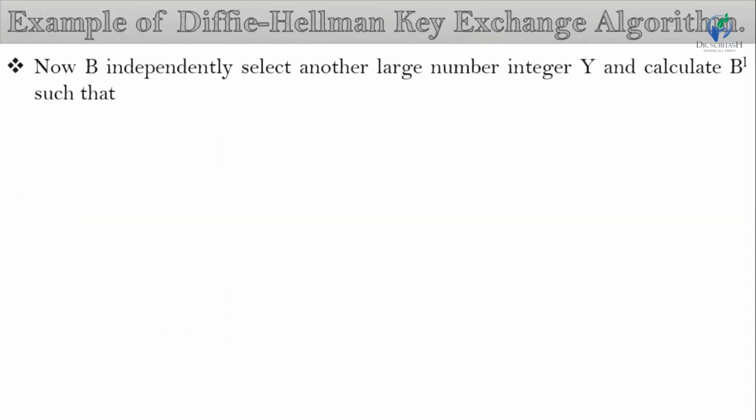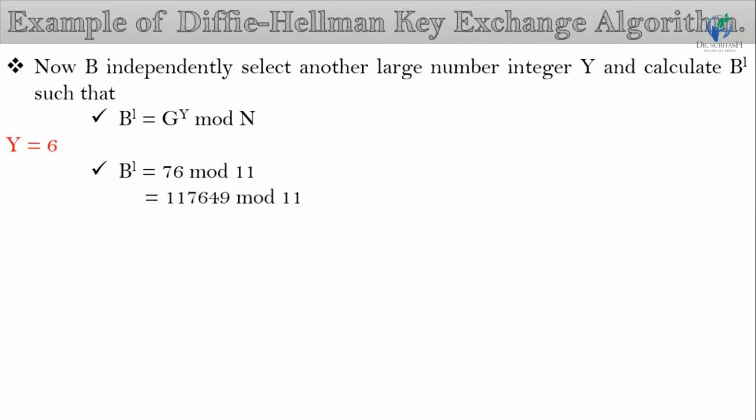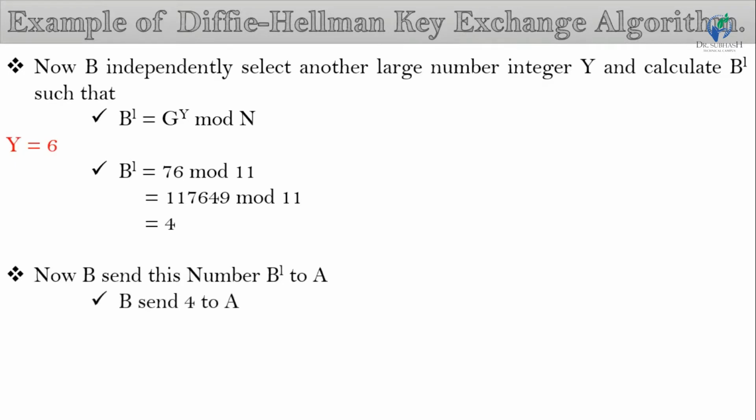Now B independently selects another large integer y and calculates B dash such that B dash is equal to g raised to y mod n. We select y equal to 6 and put that value in this equation. So B dash is equal to 7 raised to 6 mod 11. That is 117649 mod 11, so the B dash value is 4. Now B sends this number B dash to A, so B sends the integer value 4 to A.